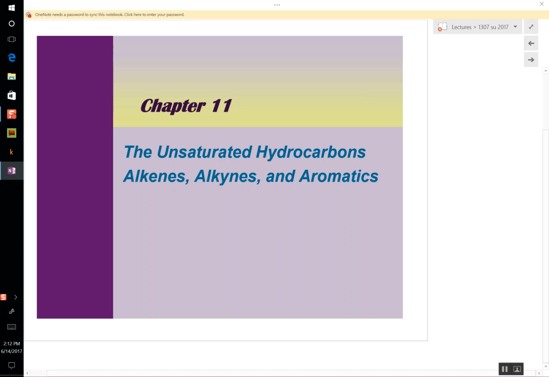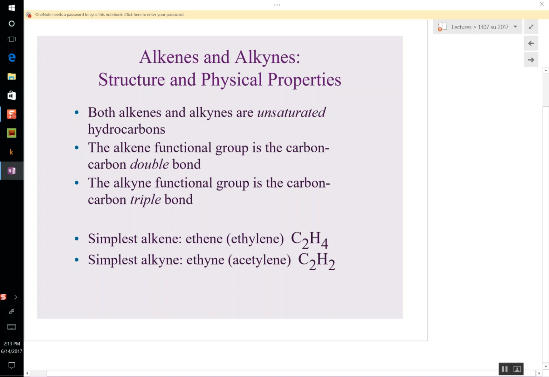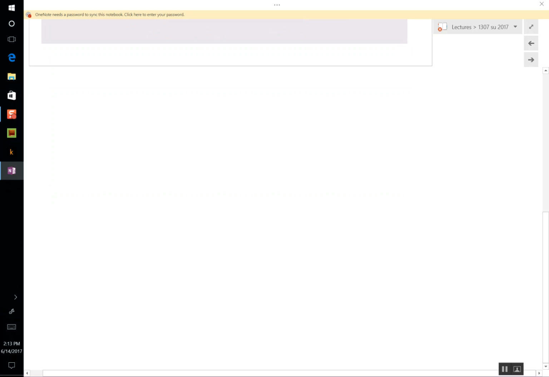Okay, chapter 11 is hydrocarbons. Chapter 10 was hydrocarbons, but they were saturated. Chapter 11 is hydrocarbons, and they are unsaturated. So what does that all mean? Alkenes, alkynes, and aromatics. If I talk about alkenes, I need an L in there. Alkenes, their suffix is going to be ene, and we're talking about a carbon-carbon double bond.